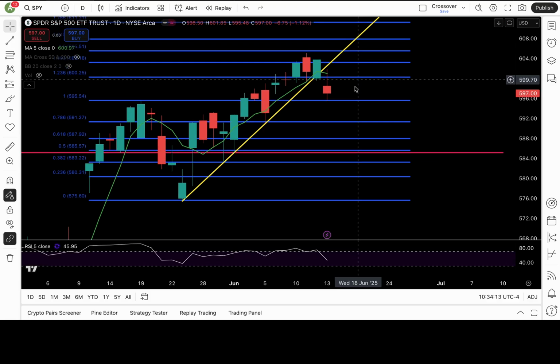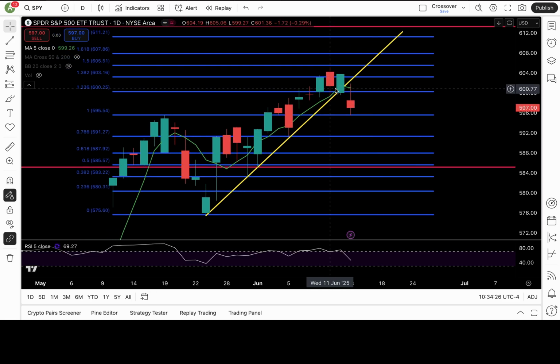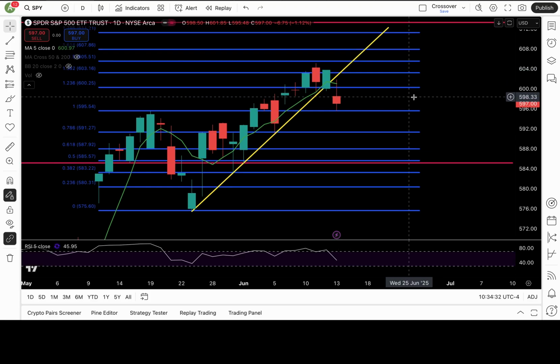I'm not calling a top, but if this is a top, you guys can see the buying pressure around the 595.5-ish level. That's the next level that must break down. That is the next level that must break down, because while I'm seeing bearish price action behavior, there's still a bit of a hint of bullish price action behavior as well.